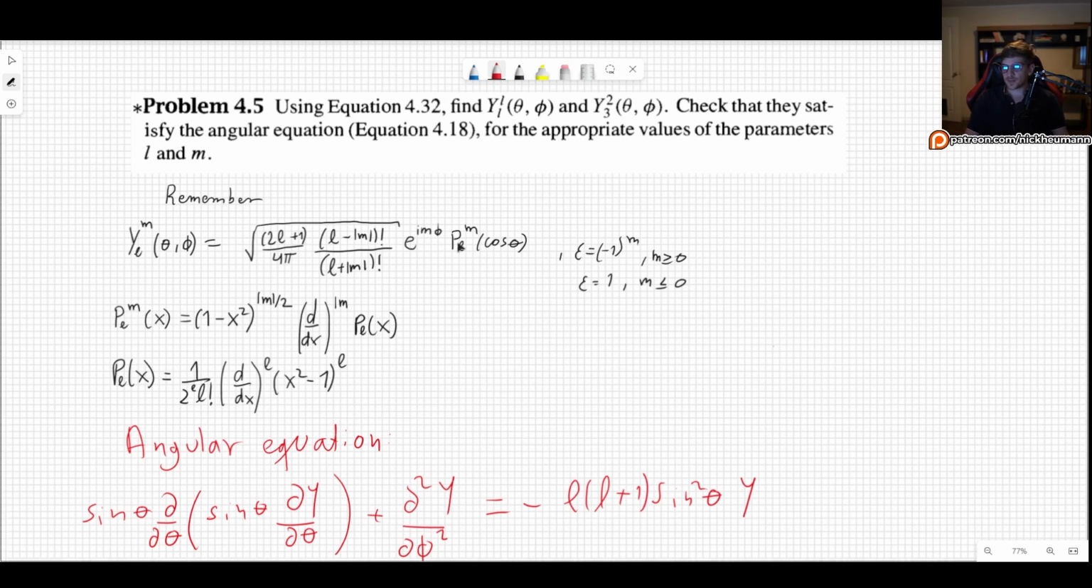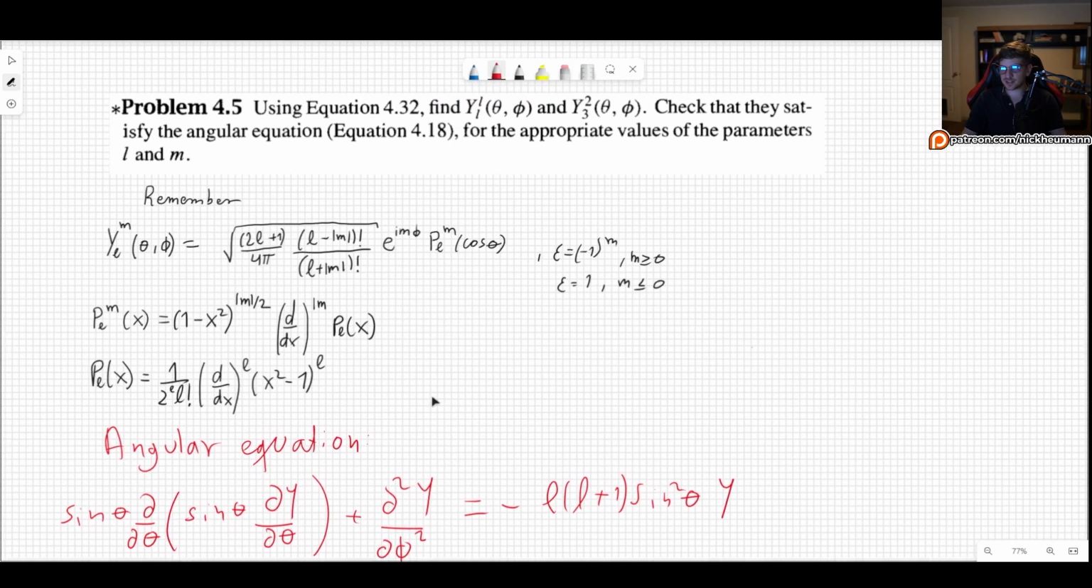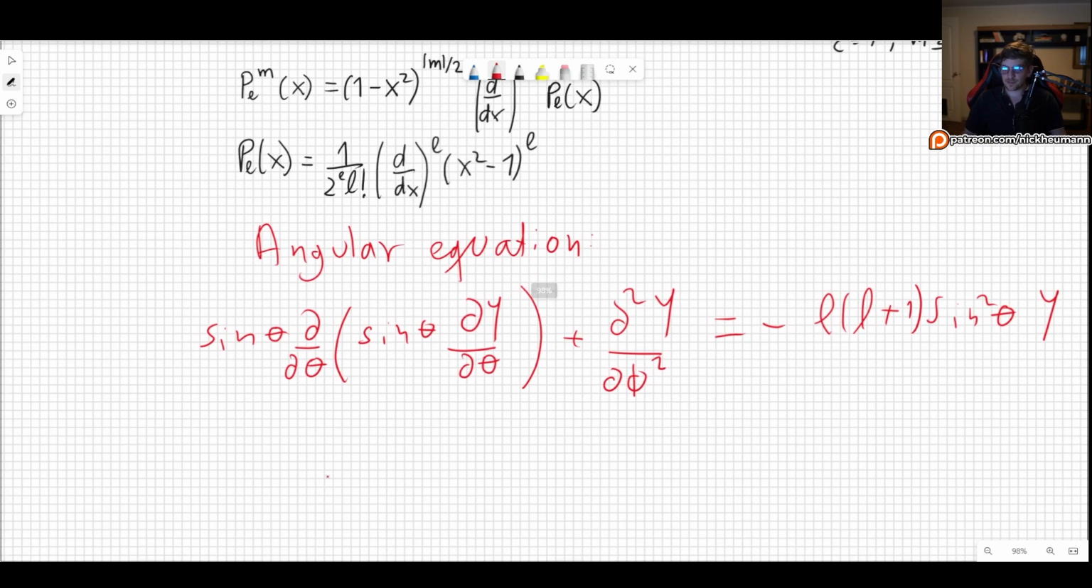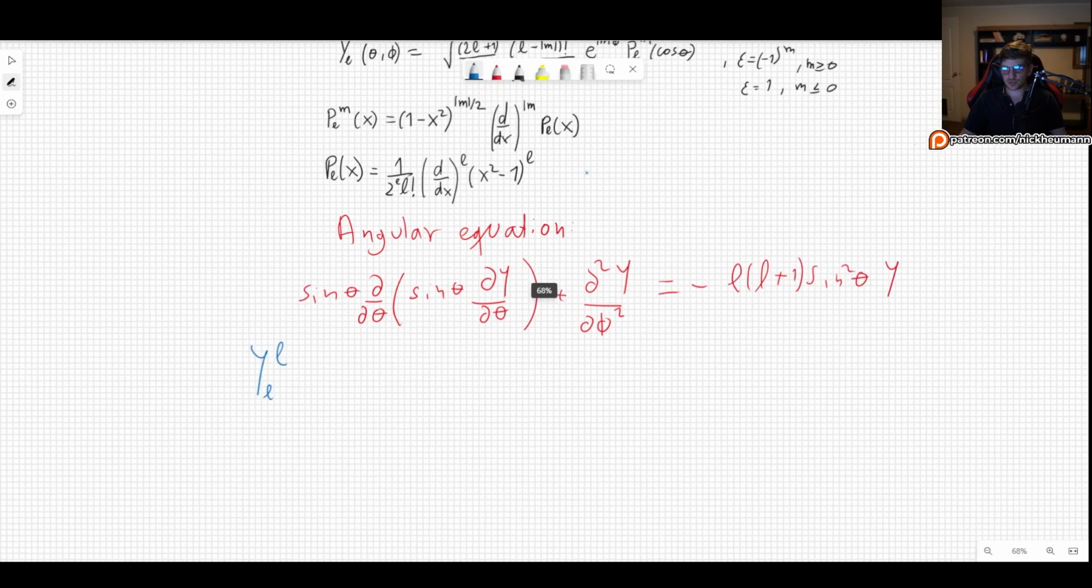Okay, so here what we want to do explicitly is use these formulas that we have for the spherical harmonics to find the LL spherical harmonics, so when m is equal to L, and also for the specific case where L is equal to 3 and m is equal to 2. We then want to check that they satisfy the angular equation, which is what I wrote down here in red, for appropriate values of L and m. So nothing too crazy. Let's begin by calculating the Lth angular spherical harmonic, so Y_LL. That's what we want to calculate first.